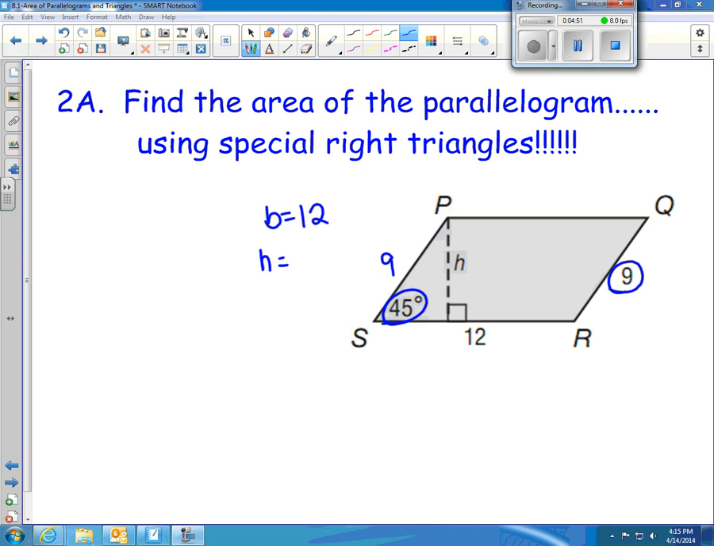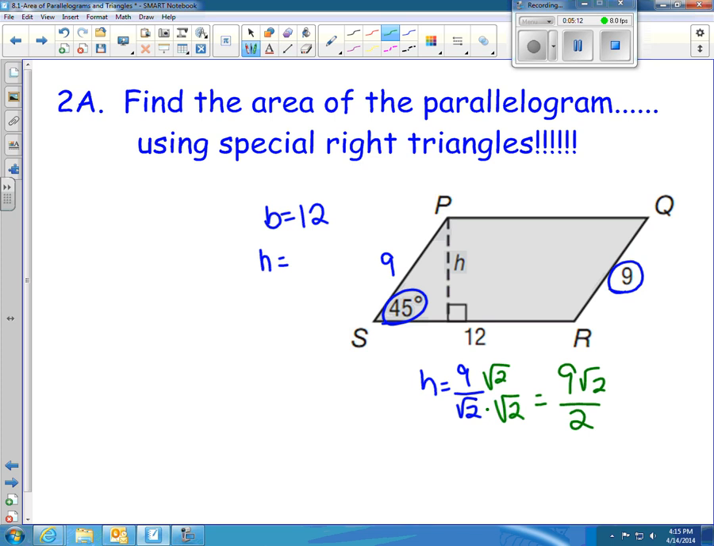If you have the hypotenuse and you need to find the leg, you need to divide by the square root of 2. So our height is 9 divided by square root of 2. But we can't leave a square root in the bottom, so we're going to times by square root of 2 on the top and the bottom. We get 9 square root of 2 over 2.